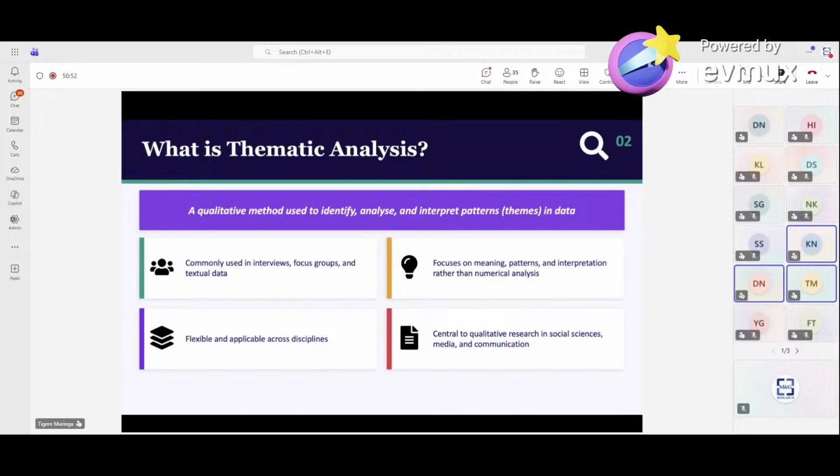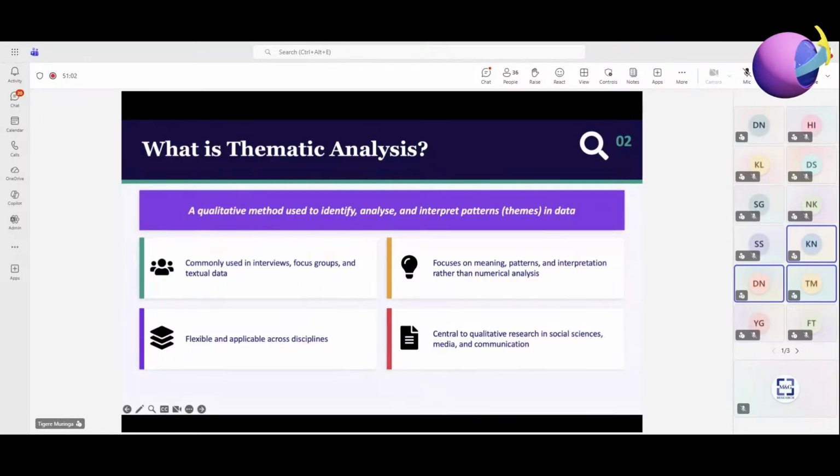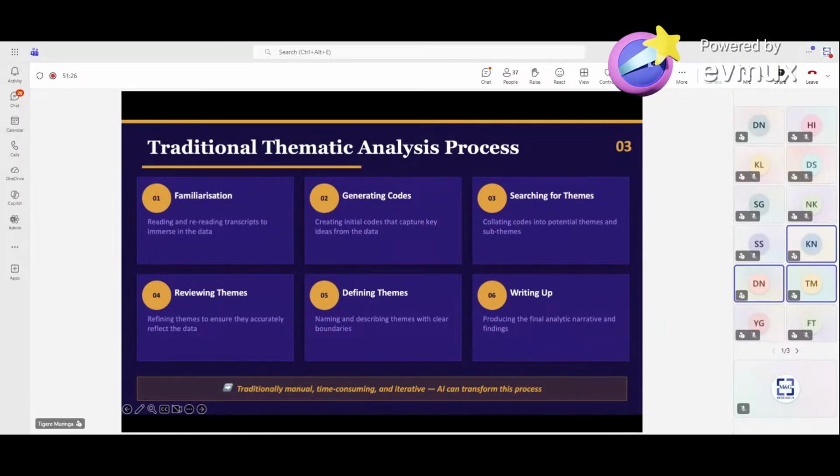So normally thematic analysis focuses on meaning, patterns, and interpretation rather than numerical analysis, right? We don't normally deal with numbers in our qualitative thematic analysis. It is central to qualitative research in social science, media and communication, and various other areas where you can use it, right?